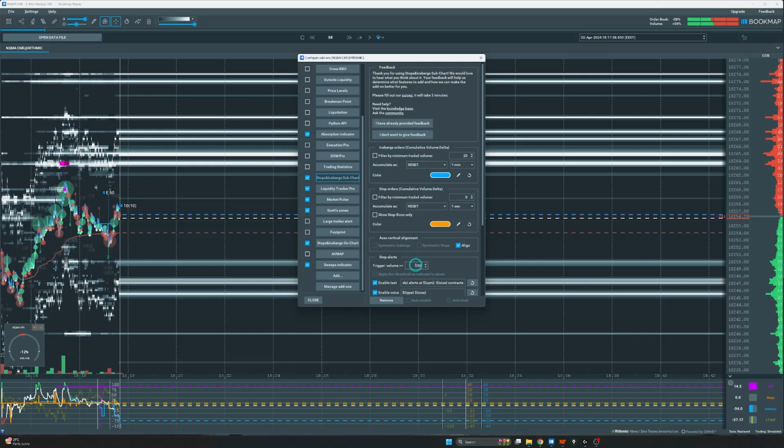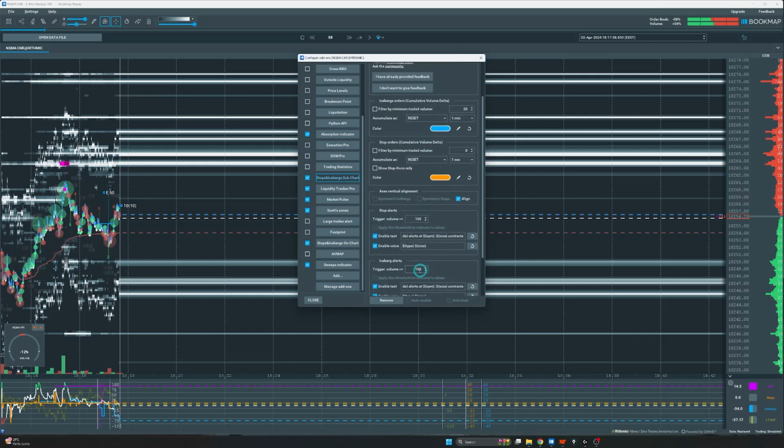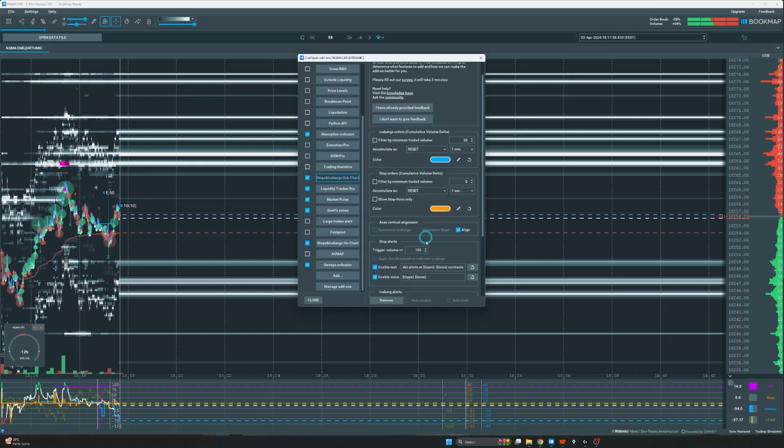Trigger volume 100. This is for the stops. And for the stops, 1 second, okay, 100. And for the icebergs, I have 1 minute and 100 for the icebergs as well. So 1 minute reset for the icebergs, 1 second reset for the stops.